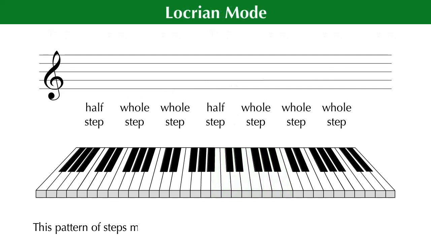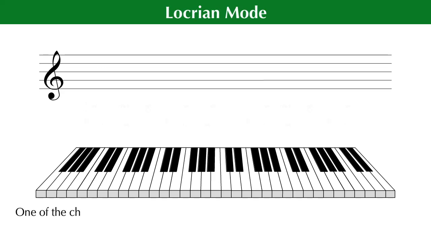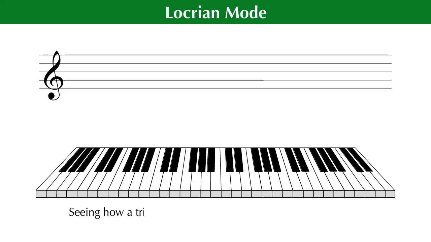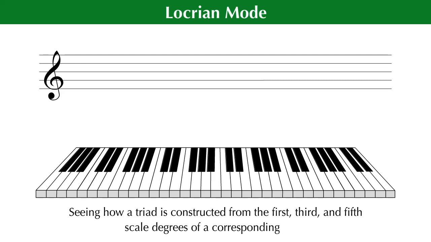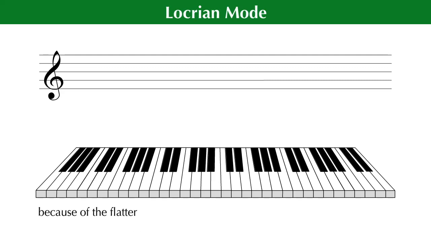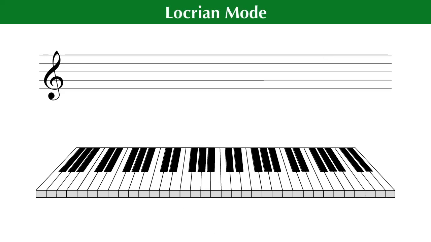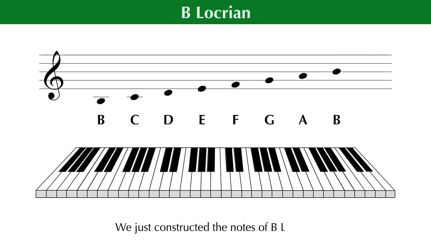This pattern of steps may be used to construct a Locrian scale above any note. In the beginning of this video, we mentioned that one of the characteristics of the Locrian mode which makes it unique from the other modes discussed in this series is the flattened 5th scale degree. Seeing how a triad is constructed from the 1st, 3rd, and 5th scale degrees of a corresponding scale, because of the flattened 5th scale degree, a triad built from the notes of the Locrian mode will always be a diminished triad. For example, we just constructed the notes of B Locrian.